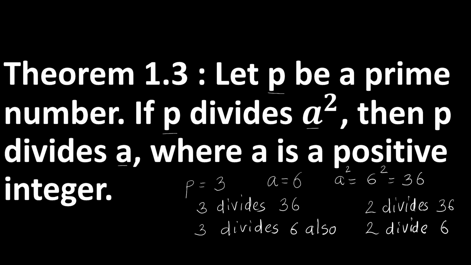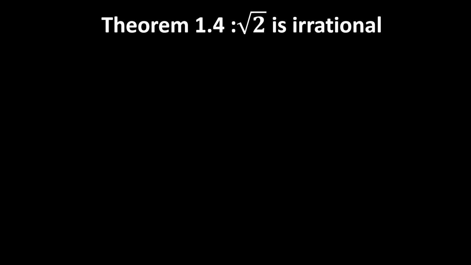So this theorem is nothing but the application of the fundamental theorem of arithmetic. What we are understanding is that if you have a prime number, let's say 3, and it is dividing the square of a number, 36, if you divide 36 by 3, you will have no remainder, right? So if 3 divides 36, then 3 will divide the square root of 36 also, which is 6. Same happens in this example also. You can observe if 2 divides 36, then 2 divides 6 also. Now using this, we are going to prove the next theorem, which is Theorem 1.4.